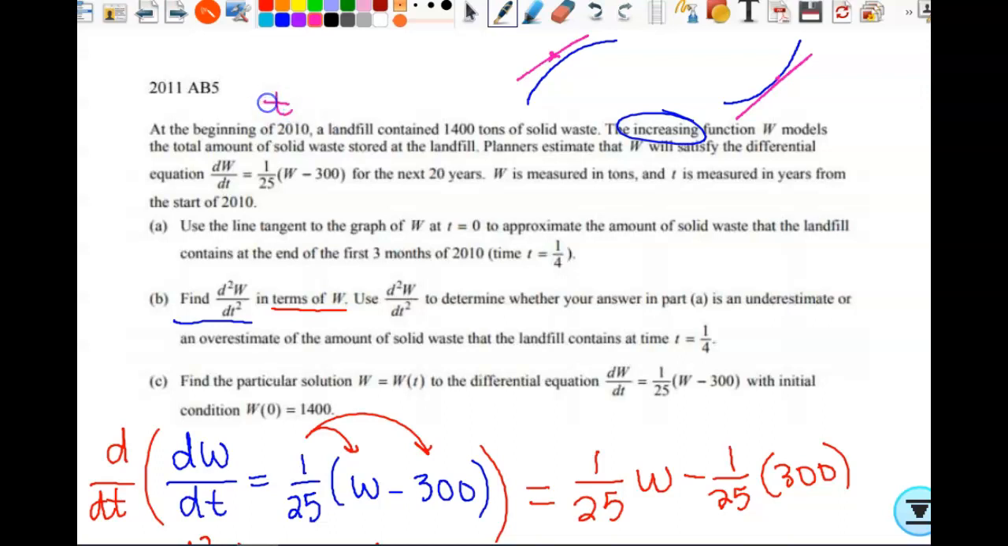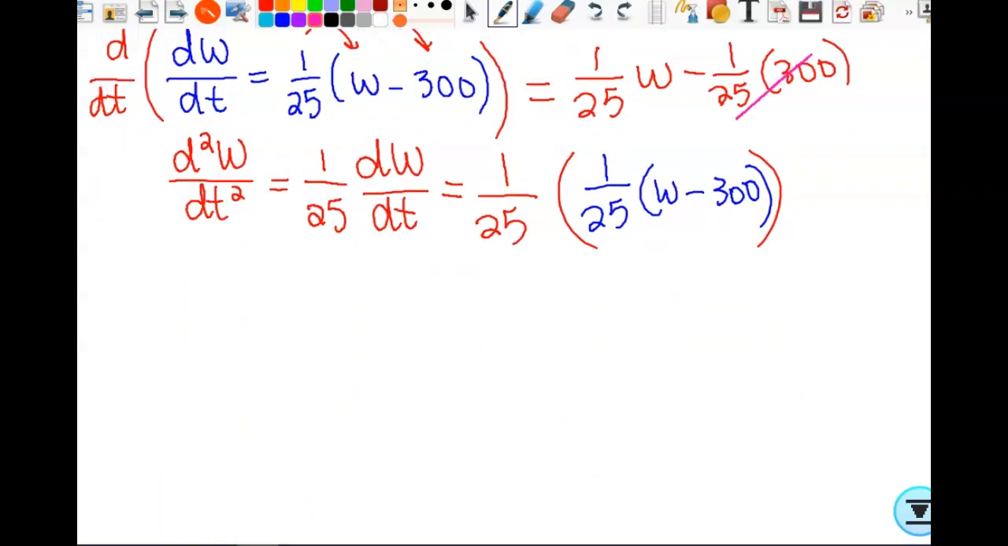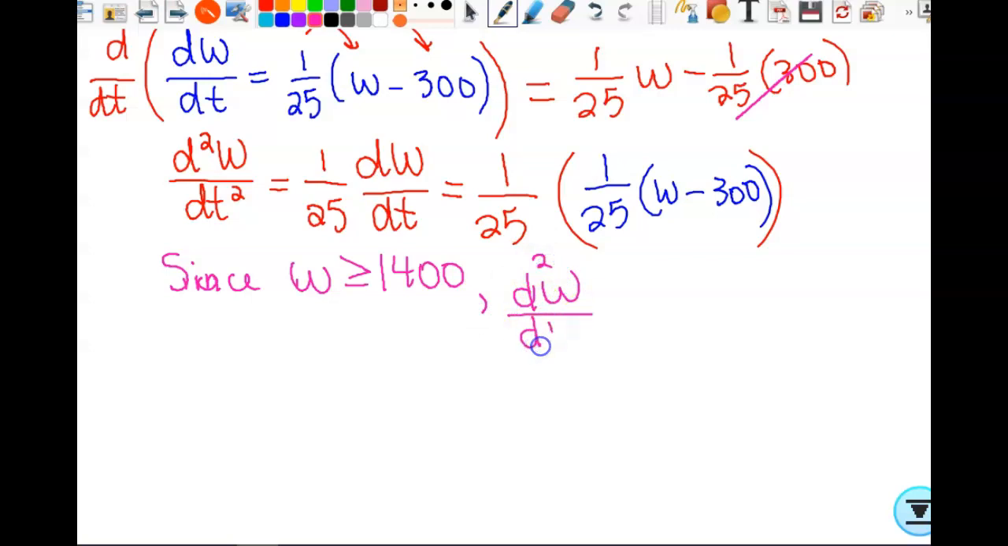There you go. At time 0, w is 1400, and it is strictly increasing. Okay? So I would make the statement, since w is going to be greater than or equal to 1400, okay, it starts at 1400 and then increases, the second derivative of w with respect to time is positive.